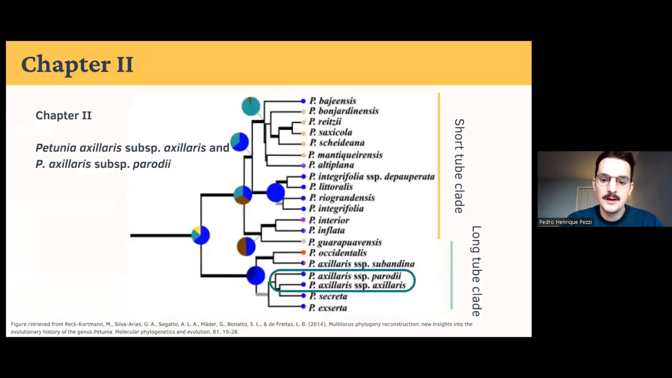For chapter two, we investigated two subspecies of Petunia axillaris, a white petunia that has a much larger range than the other species I talked about in chapter one. They are both white and moth pollinated. One subspecies is Petunia axillaris axillaris, and the other is Petunia axillaris parodii. I'm just going to call them Petunia axillaris and Petunia parodii. Even though they are subspecies, they are not that closely related, so we can imagine them as different species here.